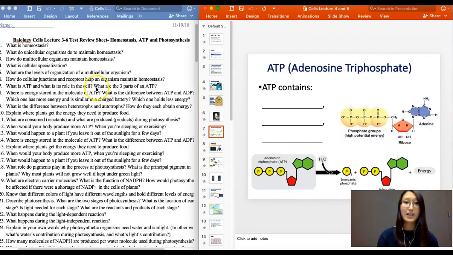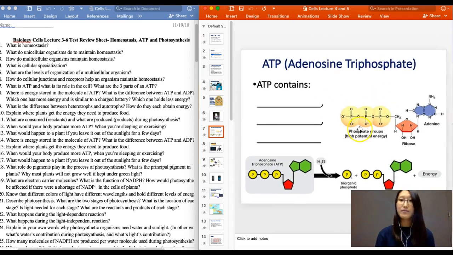So the next question is, what are the three parts of an ATP? If you look at this picture right here, you can see the three parts of an ATP. We have adenine. ATP is called adenosine triphosphate because it has a group called adenine. It's just a name that you have to remember. And then it has a ribose, which is a sugar, a five carbon sugar, 1, 2, 3, 4, 5. So a ribose is a sugar. That's also a part of ATP.